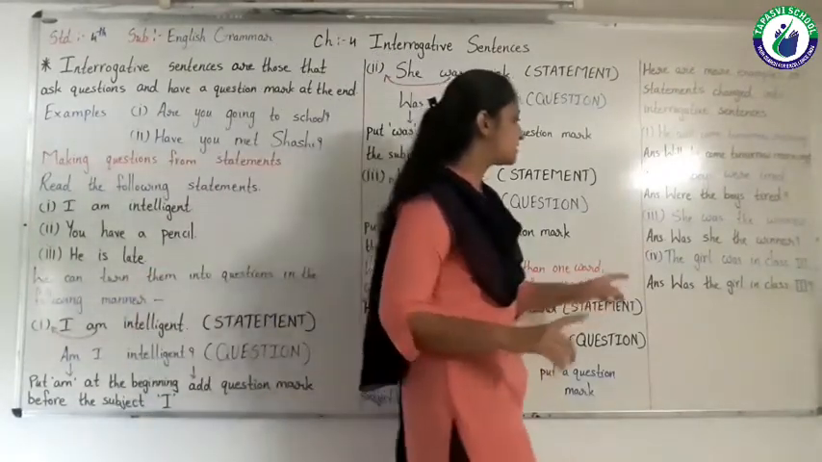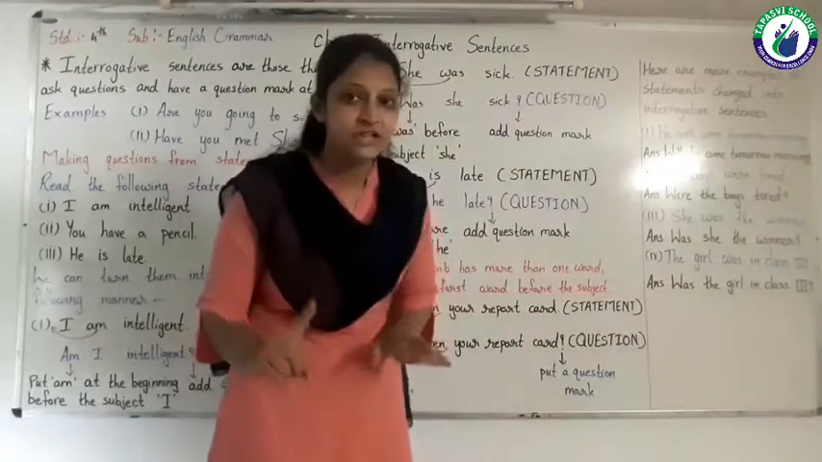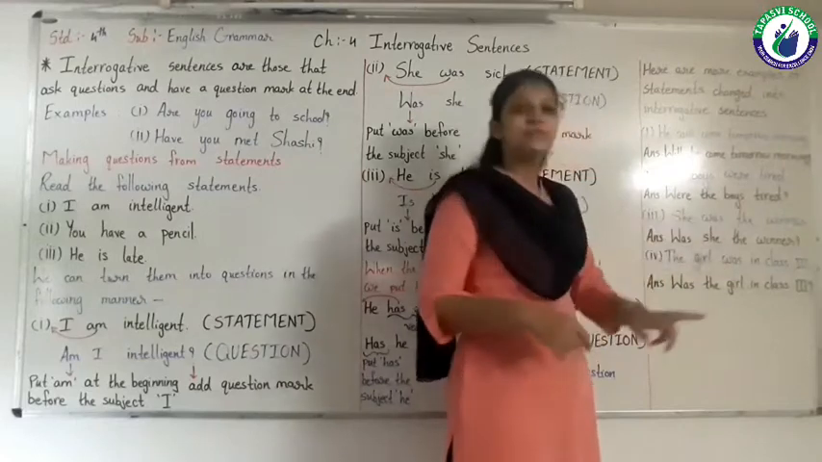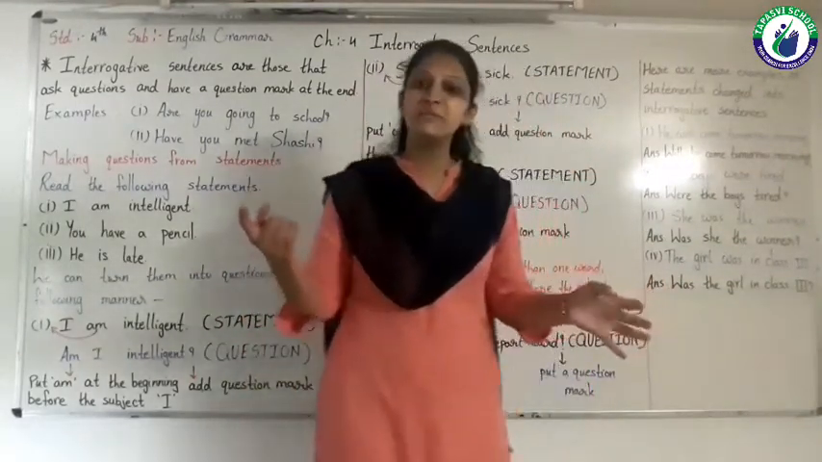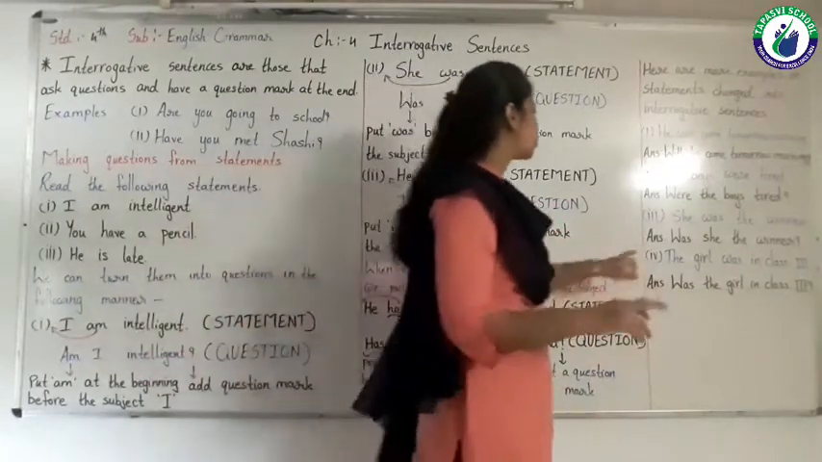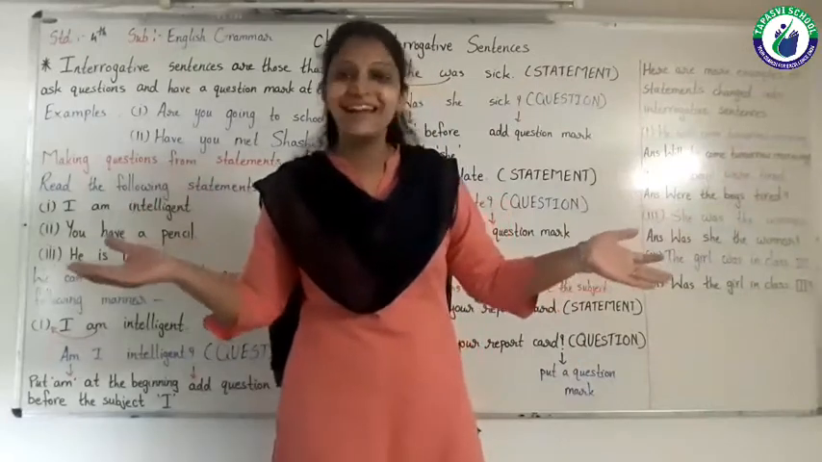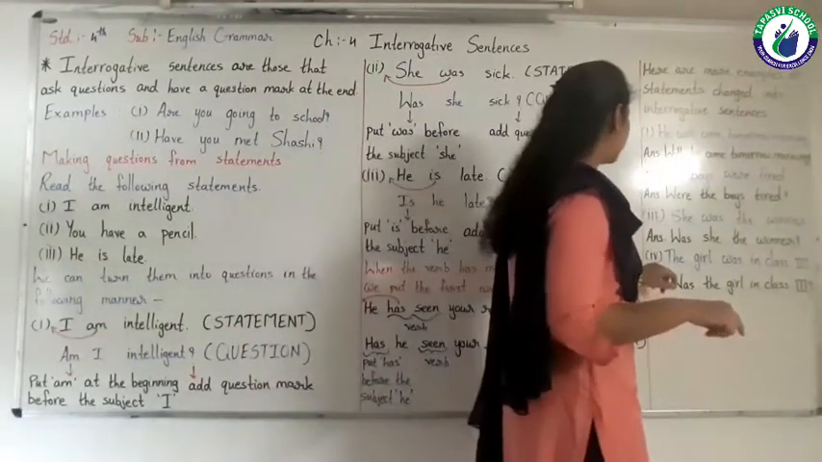Which word is the subject? She. So इस सेंटेंस में हम पहले was पुट अप करेंगे, बाद में सब्जेक्ट she, बाद में ऑब्जेक्ट the winner. At the end of the sentence we put question mark. So was she the winner? ये क्या बन गया, interrogative sentence. Now let's see example number 4.